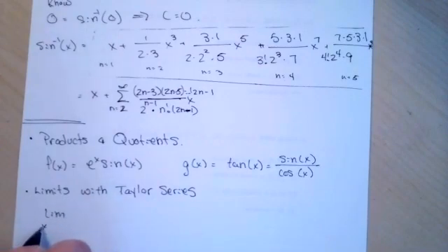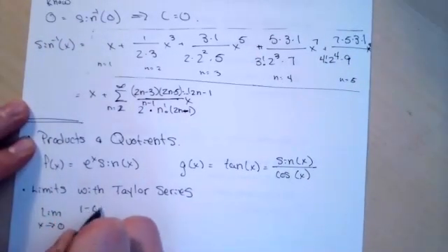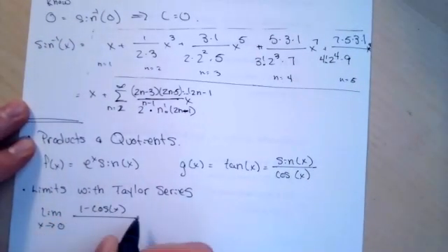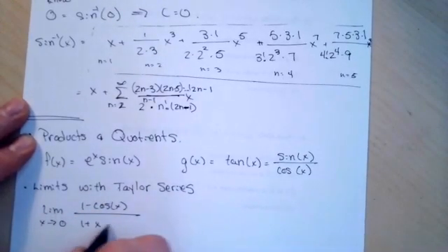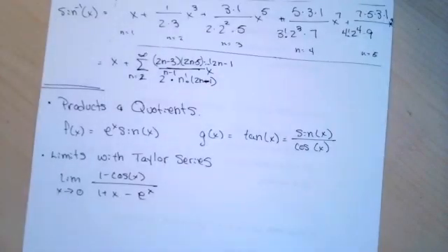So for example, if we want to compute the limit as x goes to 0, let's see, what's the example I had? 1 minus cosine of x over 1 plus x minus e to the x. So we have standard L'Hopital's rule practices we can do. But now, if we know Taylor series, we can avoid using L'Hopital's rule, especially if the derivatives are going to look rather complicated, and just evaluate it with Taylor series fairly easily.